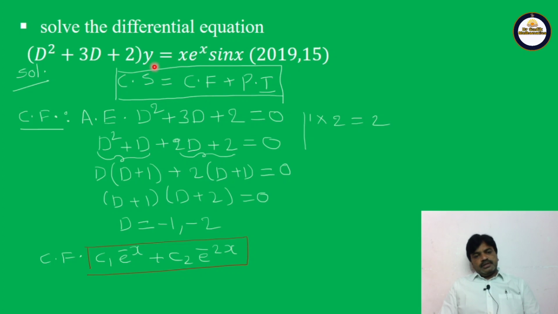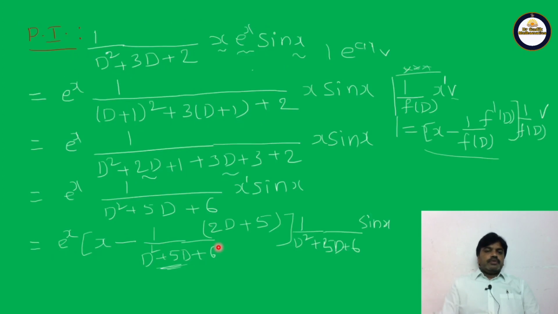So first, for such type of problems also, the complete solution is complementary function plus particular integral. It is already in symbolic form, so write the auxiliary equation. If it is equal to 0, then we get the roots minus 1, minus 2. So the complementary function is c1 e power minus x plus c2 e power minus 2x. Next I want to find the particular integral here. I write here 1 by d square plus 3d plus 2 into x e power x sin x.